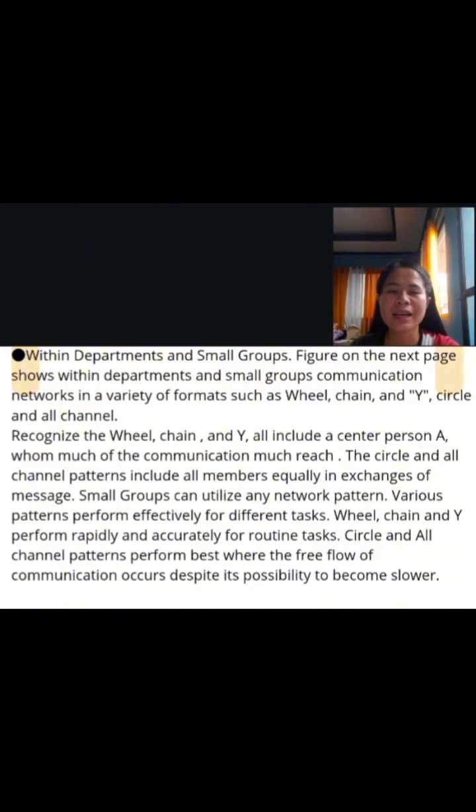Small groups can utilize any network pattern. Various patterns perform effectively for different tasks. Wheel, chain, and Y perform rapidly and accurately for routine tasks. Circle and all channel patterns perform best where the free flow of communication occurs, despite its possibility to become slower.